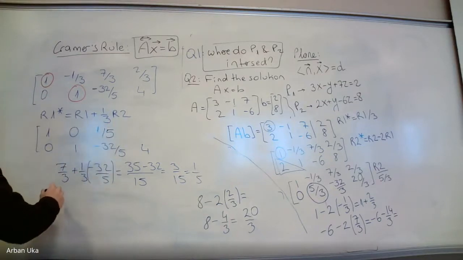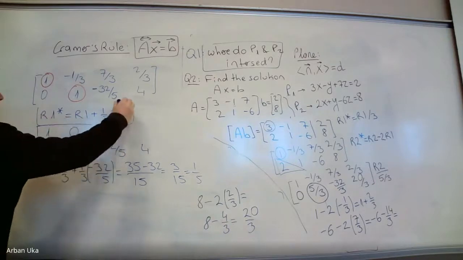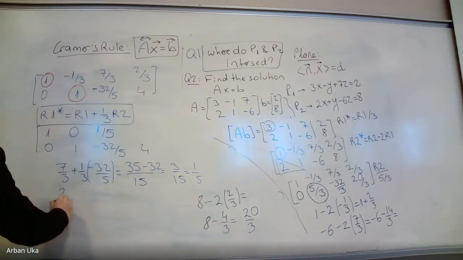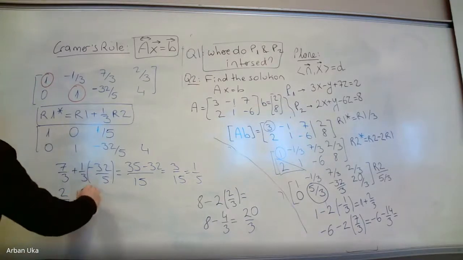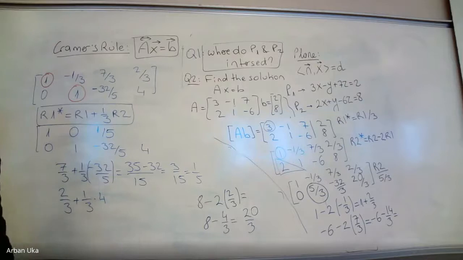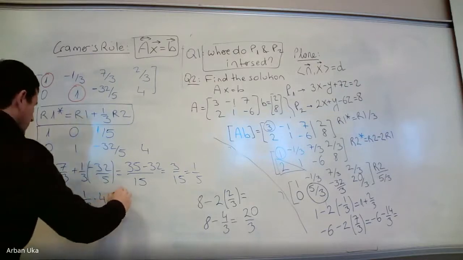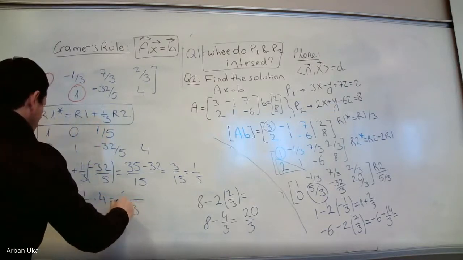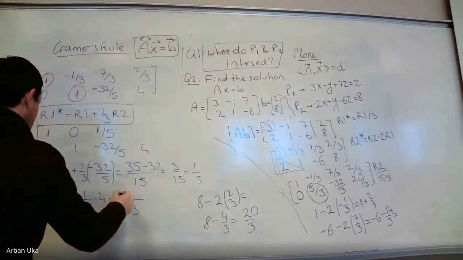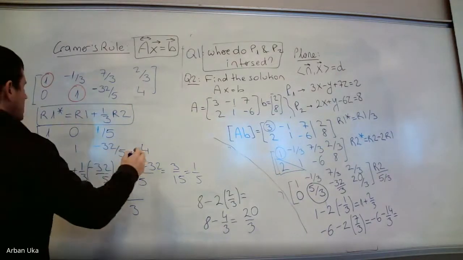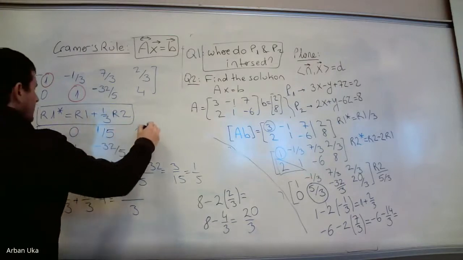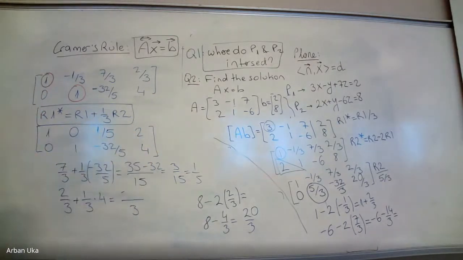But then here we have 2 over 3. Let's not forget we are in this equation. We have here 2 over 3 plus 1 over 3 times 4. Okay, this is correct. So here we have this is 6 over 3, right? This is 6, which is 2. 4, 6, 2. So this is 2, and I hope to make this clear.